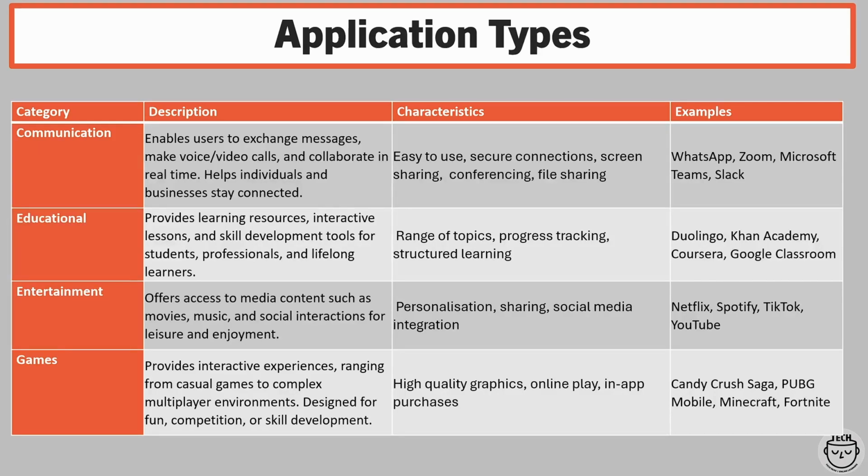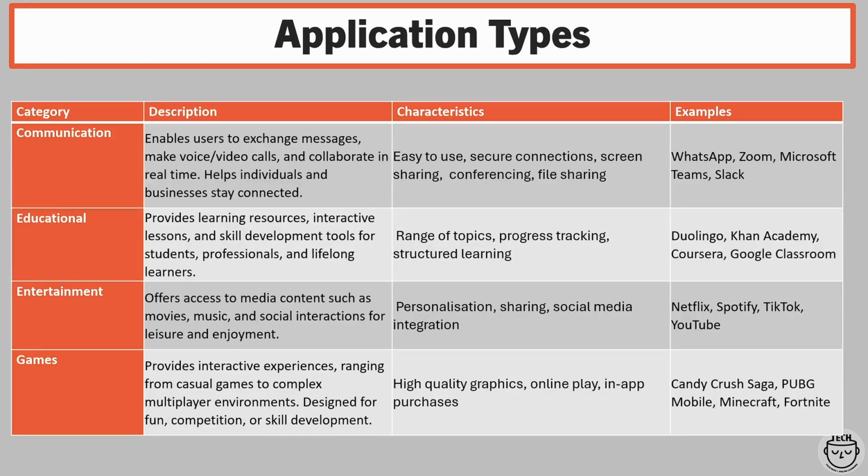Entertainment should be our easiest one. Music, movies, social interactions for fun normally. We've got Netflix, Spotify, TikTok, YouTube, those kinds of things. Think about what happens when you use them. They personalize to your taste. So if you like certain bands, Spotify will recommend them. If you like certain genres of films, Netflix will recommend those. You can share them to your social media platforms. So those are your key characteristics.